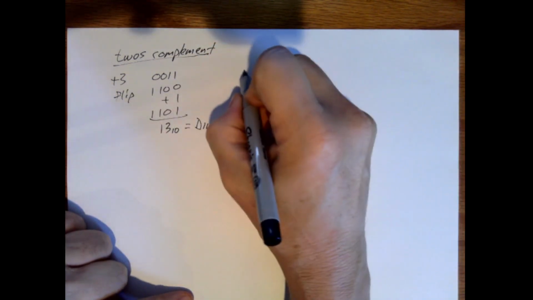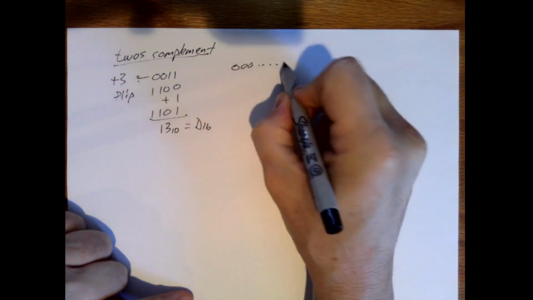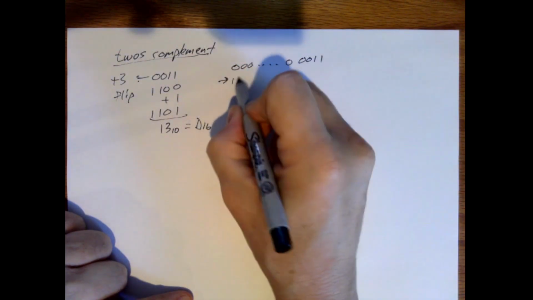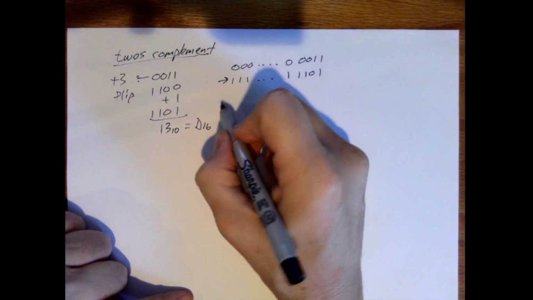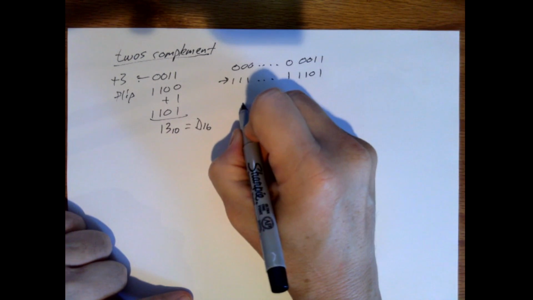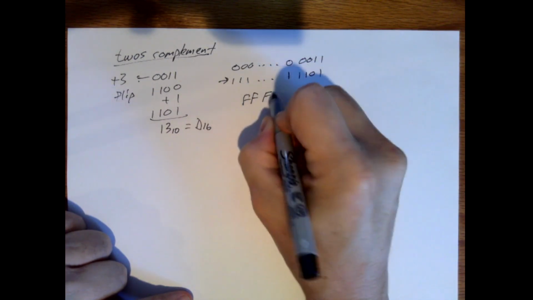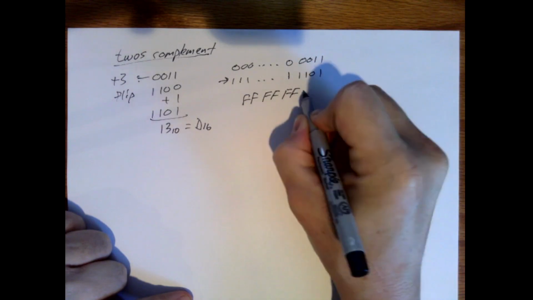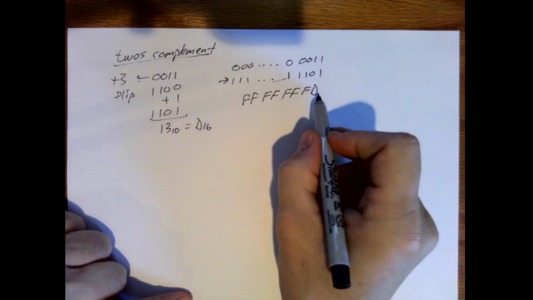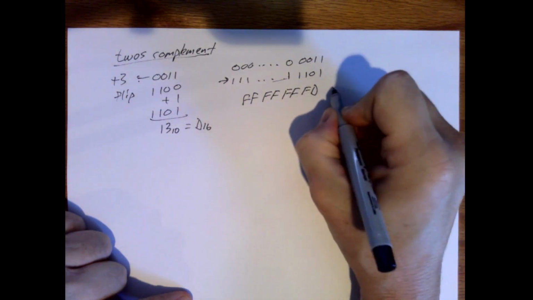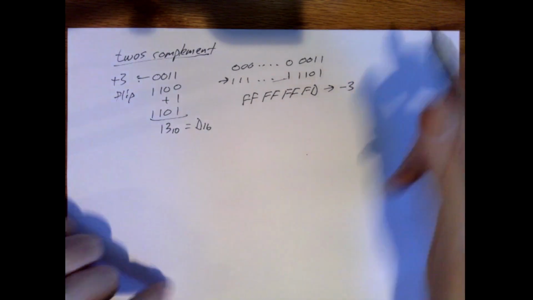So what we have is, since I have 32 bits total, I'd have leading zeros here: 0, 0, 0, dot, dot, dot, 0, and then 0, 0, 1, 1. And in 2's complement, that becomes 1, 1, 1, dot, dot, dot, 1, 1, 1, 0, 1. And 4 ones will be an F. So ultimately what I have is FF for the top byte, FF for the second byte, FF for the third byte, and then FD for the last byte, because F is 4 ones. And so once again, that is -3.